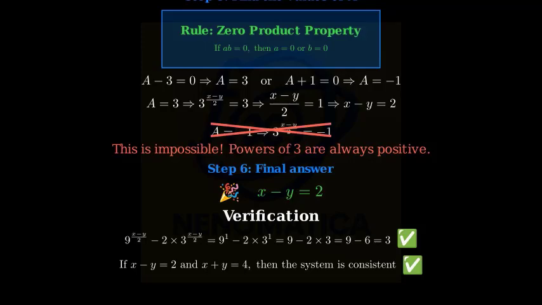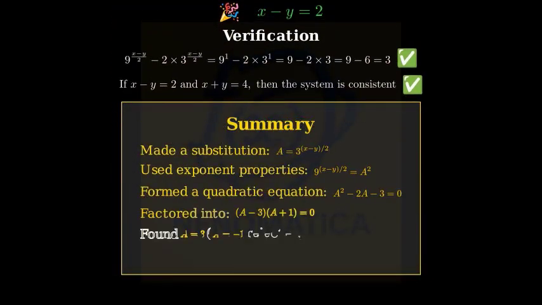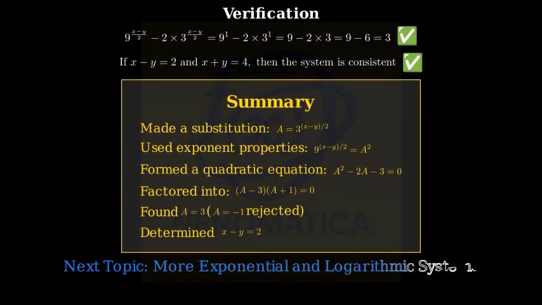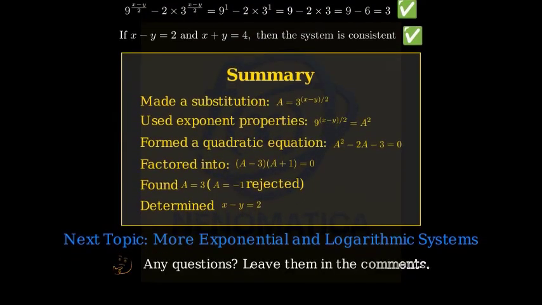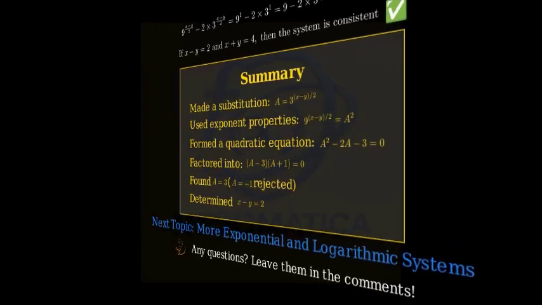Let's summarize what we've learned. To solve this system of exponential equations, we made a substitution that simplified the complex exponential expression. We used properties of exponents to rewrite the equation. We converted the equation to a quadratic and factored it. We found possible values for our substitution variable. We checked which value was valid. We determined that x minus y equals 2. This approach of making substitutions is very powerful for solving complex equations, especially those involving exponentials and logarithms.